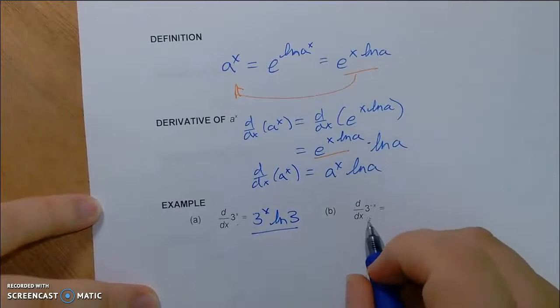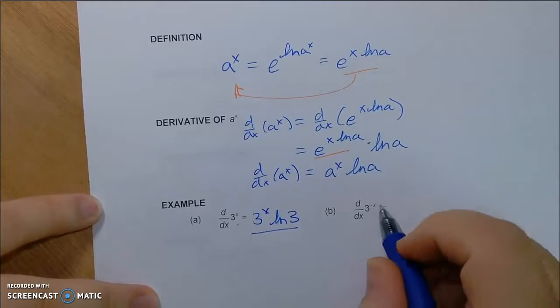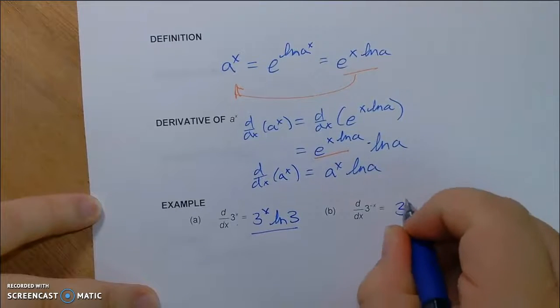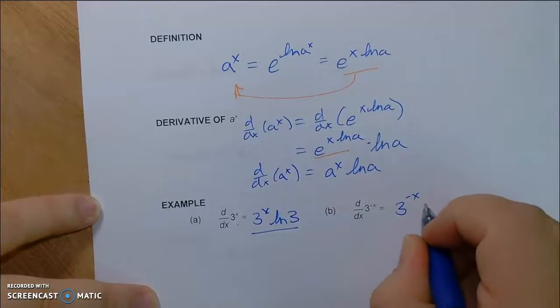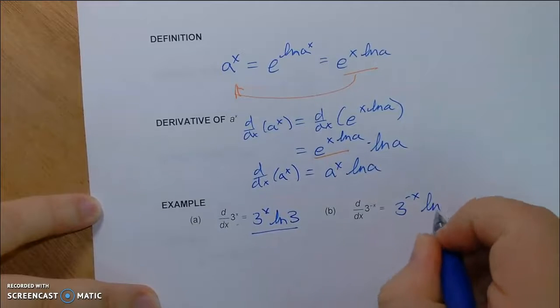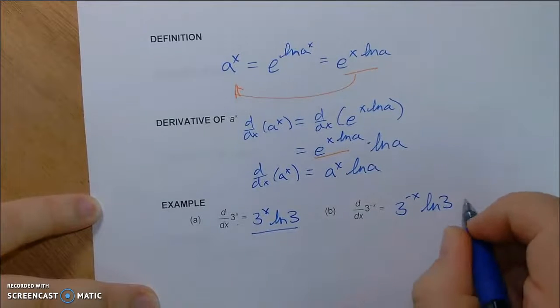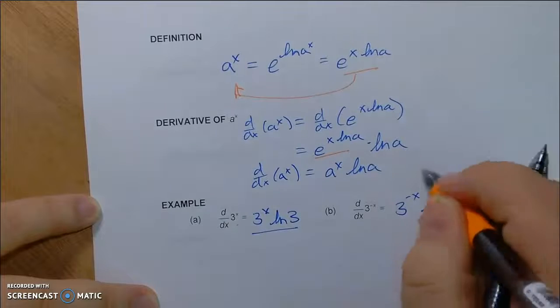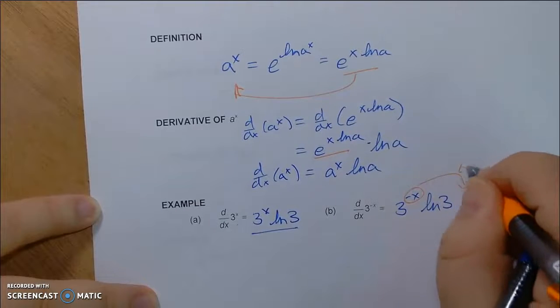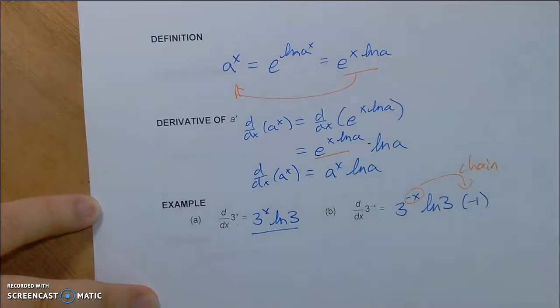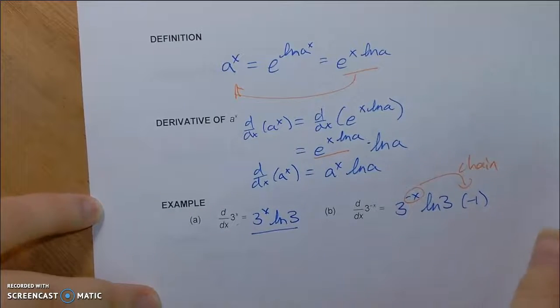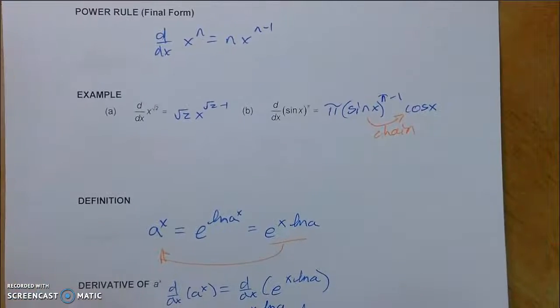Same thing on this next example. Derivative of 3 to the negative x. We rewrite it, 3 to the negative x. We get our factor of the base, so natural log of 3, and we get the chain rule of negative 1. This is the inside part as far as the chain rule goes. Okay, super simple.